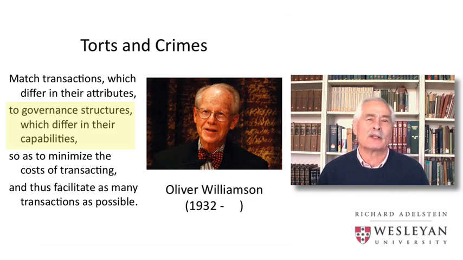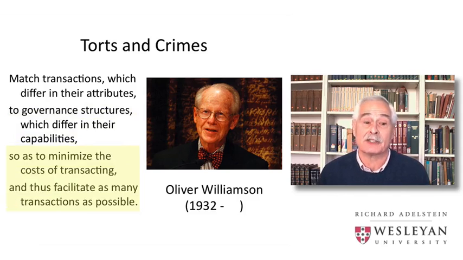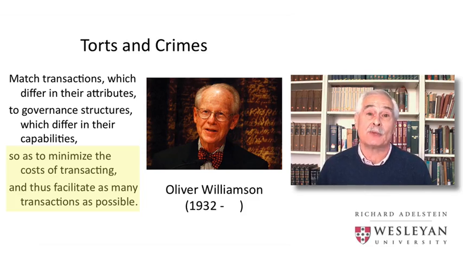Governance structures are, broadly speaking, the way in which we organize particular kinds of activity. So, transactions, as we've seen, can be organized in certain circumstances in competitive exchange systems. They can be organized in other circumstances in liability systems. So liability systems and exchange systems are different ways to organize or govern different kinds of transactions. So again, Williamson's project is to match transactions which differ in their attributes to governance structures which differ in their capabilities so as to minimize the costs of transacting and thus facilitate as many transactions as possible.